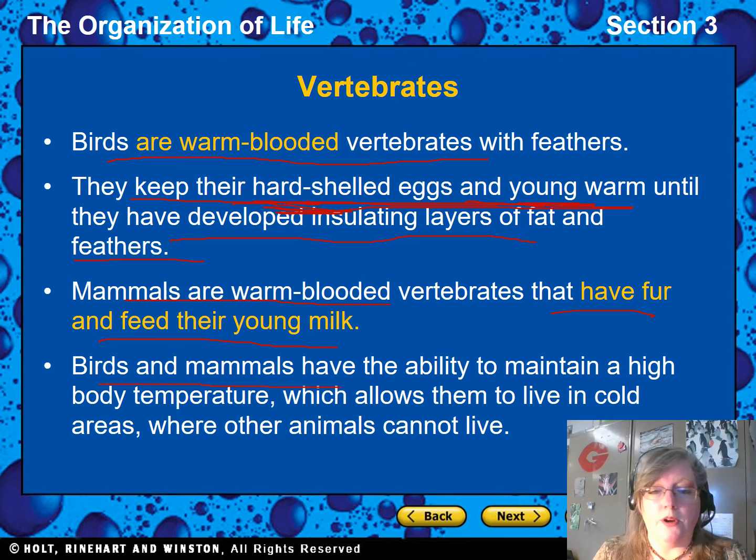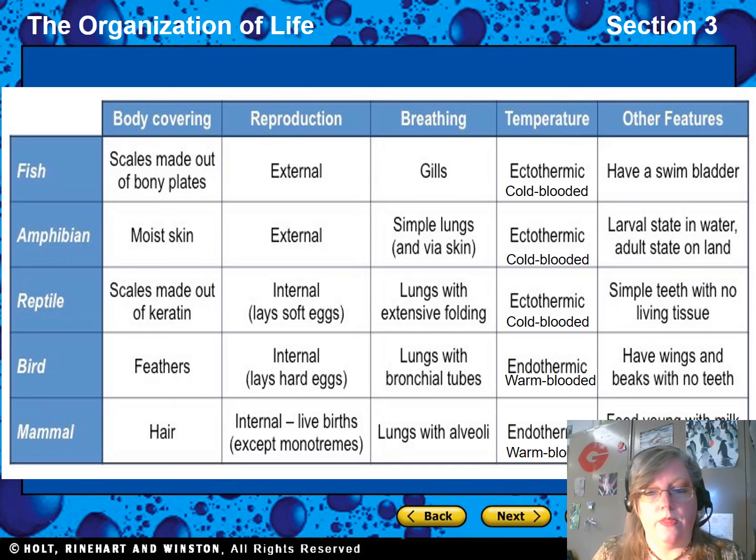All right, so the mammals and the birds have the ability to maintain that high body temperature, meaning we are warm-blooded, which allows them to live in cold areas where other animals cannot live. And the simple fact that we can move out to further areas means there'll be less competition for food. All right, so these are the things that make each one different that I just went over with you.